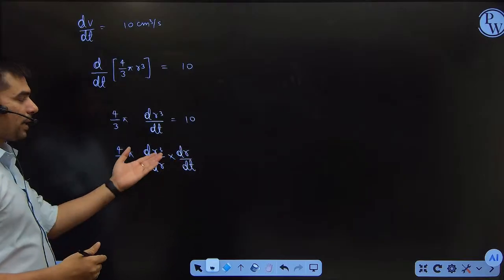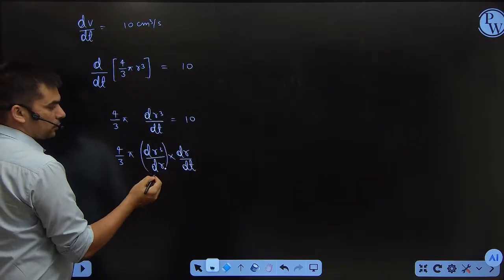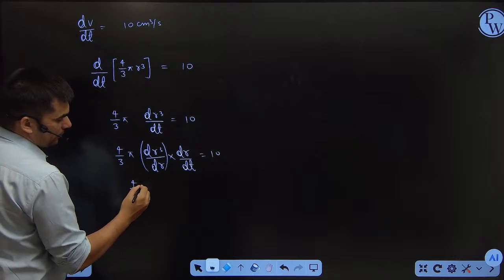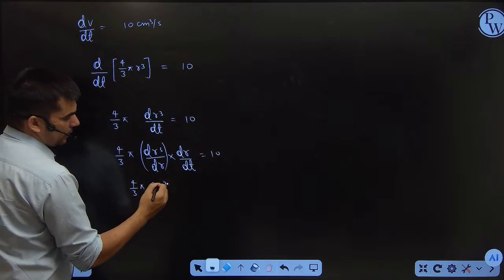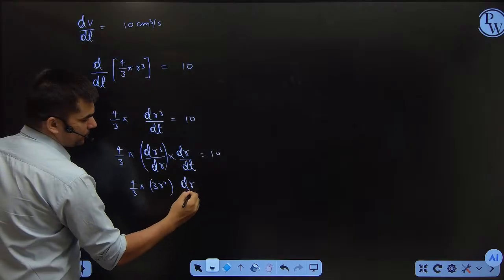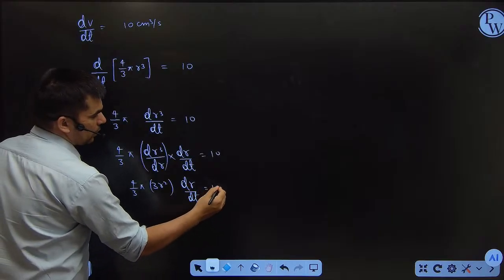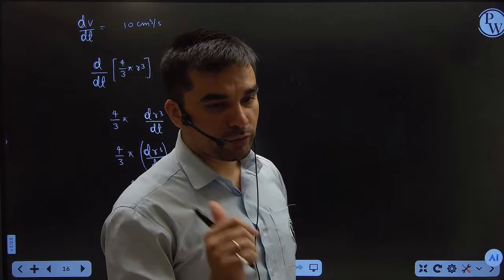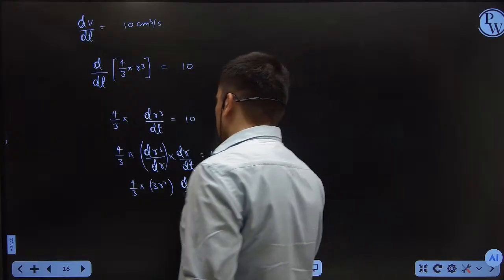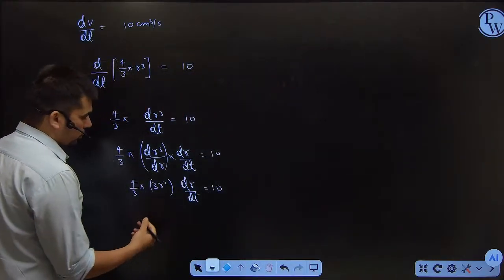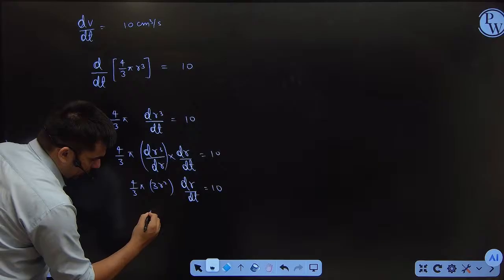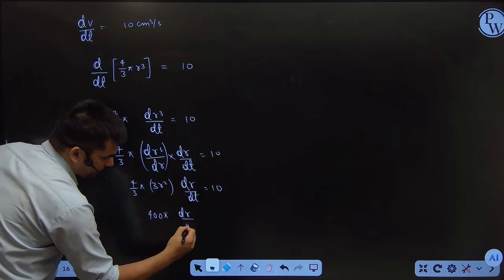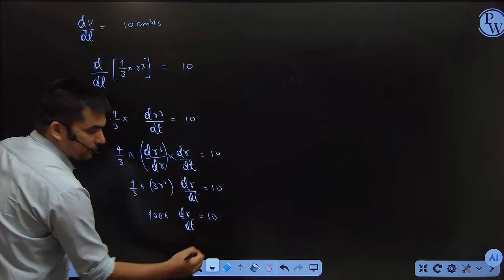Same thing, no? Multiplying and dividing with dr. This quantity is already known to us. How much is the value? Tell me. 4 by 3 pi 3r square, isn't it? Into dr by dt. This is equal to 10. R I have already given you. At the moment when radius was 10 centimeter, you have to find out rate of change in radius. Okay. So this r is 10 centimeter. So using that, can we get the value as 400 pi into dr by dt? This is equal to 10.